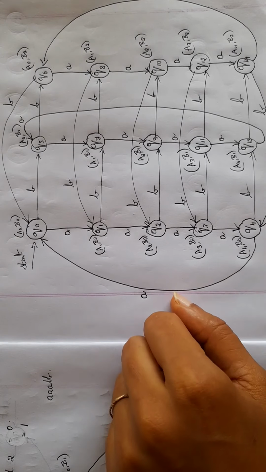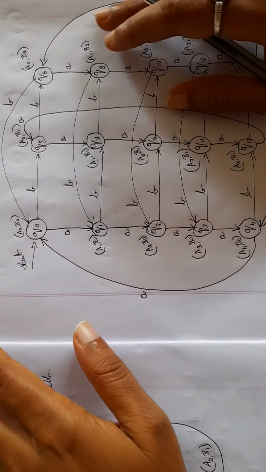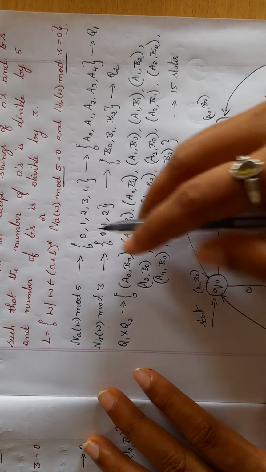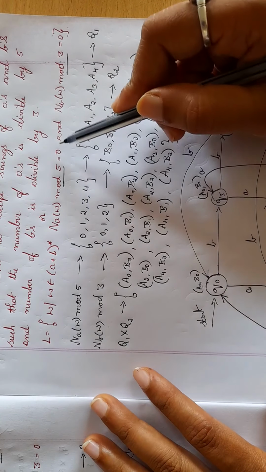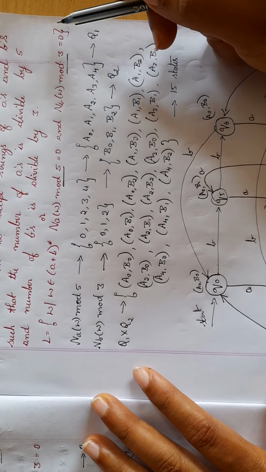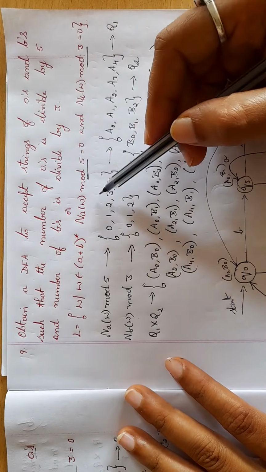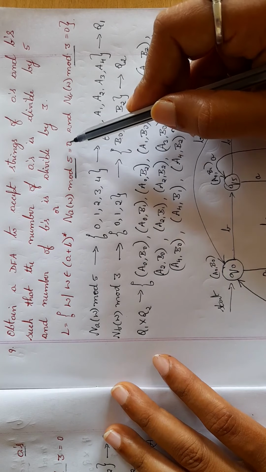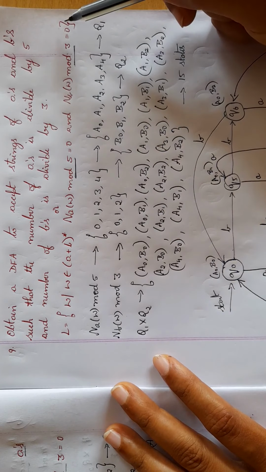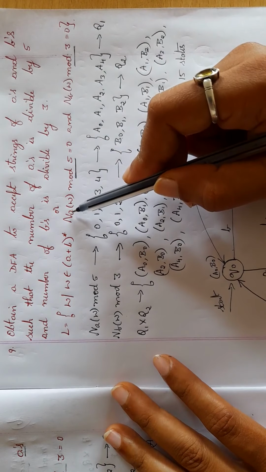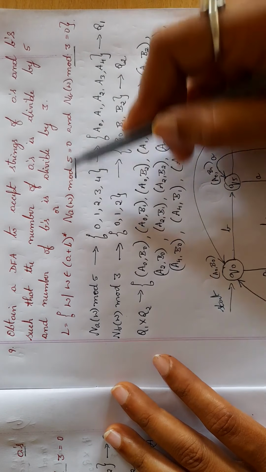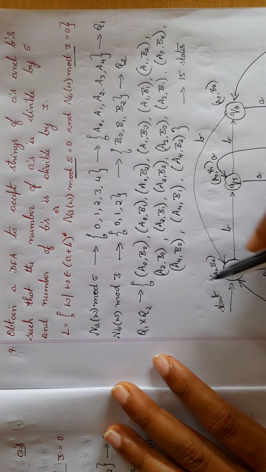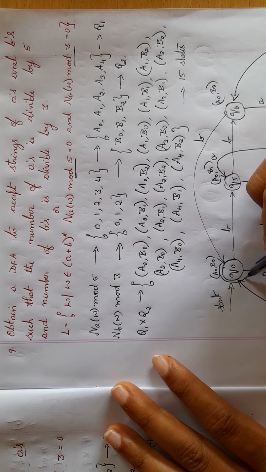So which state should I take as a final state here? You can see the question. In the question they have given mod 5 equal to 0 and mod 3 equal to 0. Know both the ways. So the number of A's in the given string is 0, and the number of B's is also 0. So A0 and B0 will be the final state. So this becomes the final state.